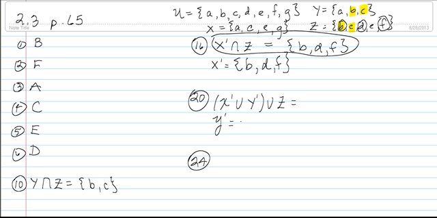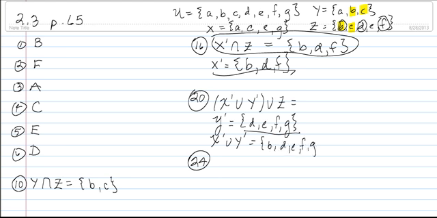Y complement was everything in the universal set that's not in Y. You can tell I'm getting tired. D, E, F, and G. And we want to form the union of Y complement with X complement. So our X complement's up here, Y complement's here. We need B, D, E, F, and G.